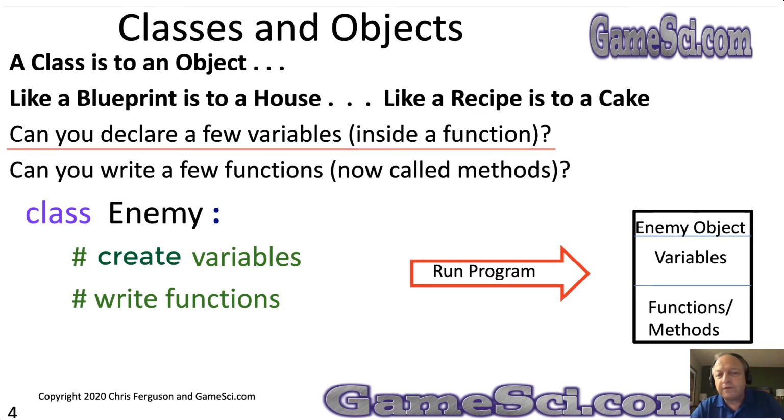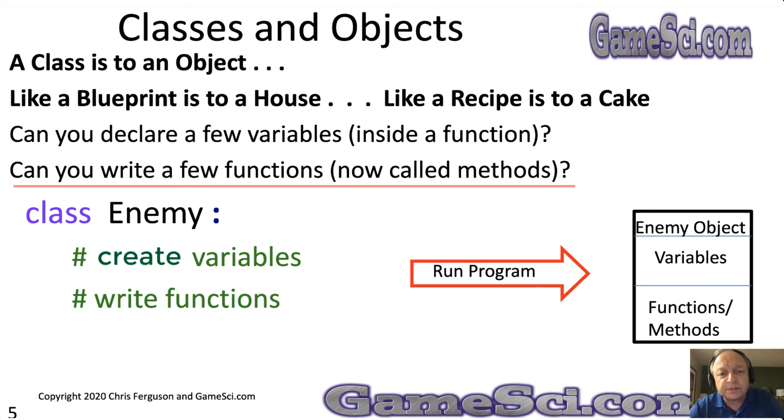Can you declare a few variables? Now you'll have to do it inside of a special function, but all you have to do to create a class is create a few variables inside a function. Can you write a few functions? Although we're going to call them methods now. A function inside of a class/object is a method, but you've been writing functions up to this point. You should be able to write a few functions by now. That's all you need to do, people. Create a few variables, create a few functions, and boom, you've got a class.